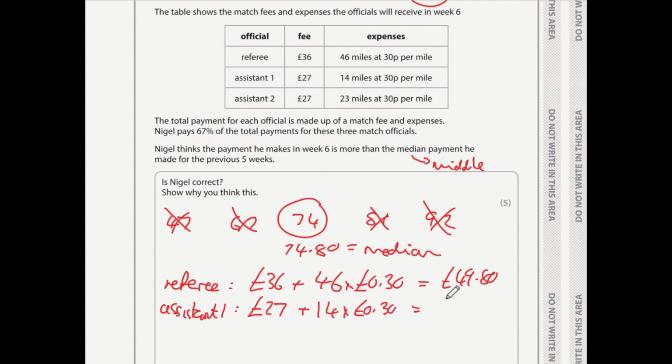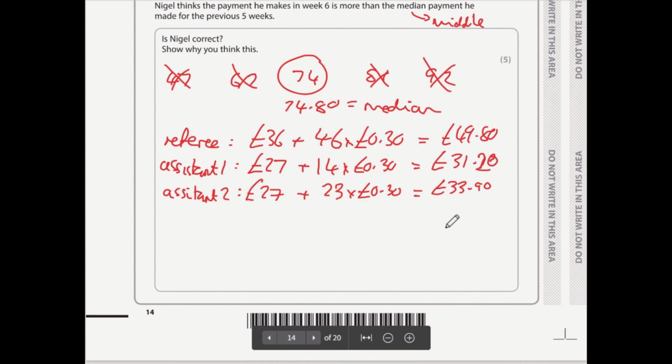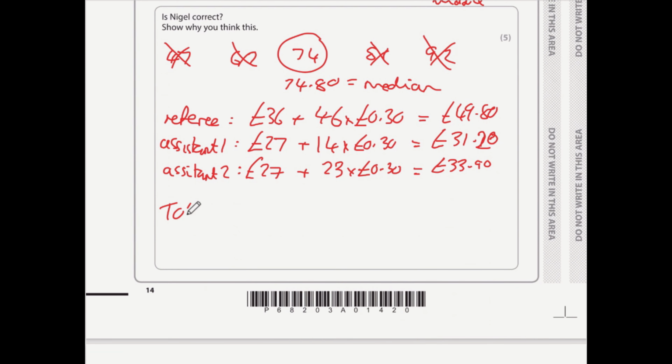So for assistant number 1, it's going to be a similar calculation, 27 plus 14 times 30 pence, and that comes to £31.20. And for assistant 2, again very similar, it's 27 plus 23 times 0.30, and that comes to £33.90. So the total due to the 3 officials is £49.80 plus £31.20 plus £33.90, which is £114.90.